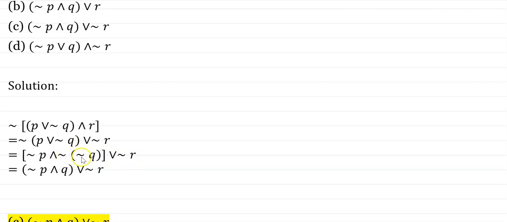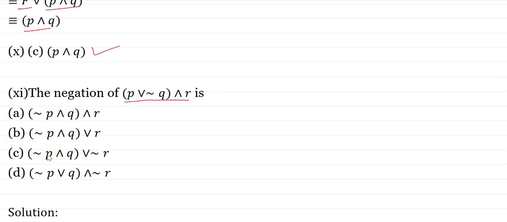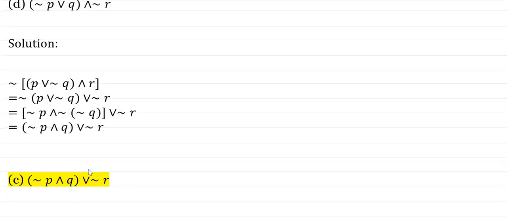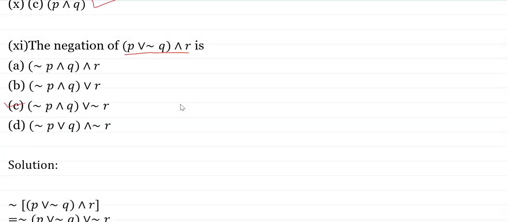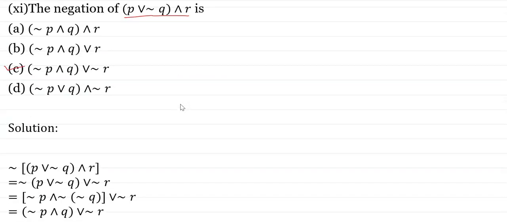Now the negation of negation Q is the original statement, and therefore negation of P and Q or negation of R, and hence option C is the correct one here. Okay, this is option C. And in this way, what type of questions on the first chapter, logic, will be asked in the board exam, we'll see in the next video. Till then, goodbye.